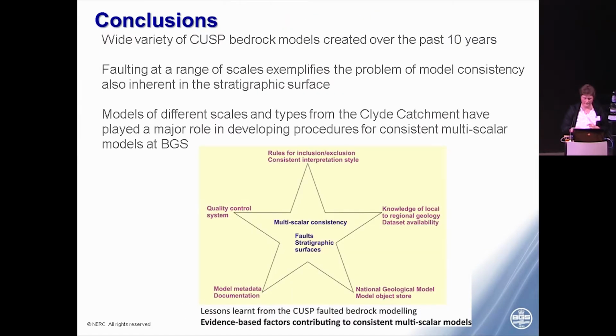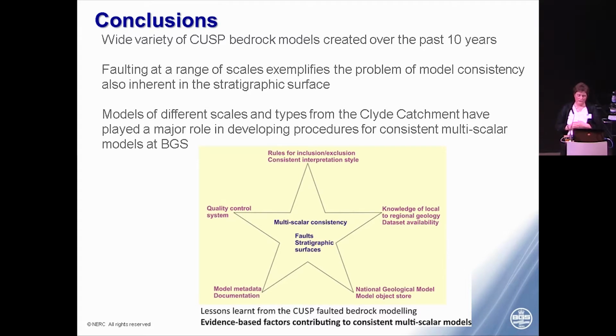So in this case, we have managed to make these models not the same, but they're consistent. So to conclude, doing this bedrock modelling has really given us lots of examples of how to solve these problems and making faulted models consistent. And really, I've used the faults because it exemplifies the problem of whether you include it in a model or you don't include it when you're generalising it.